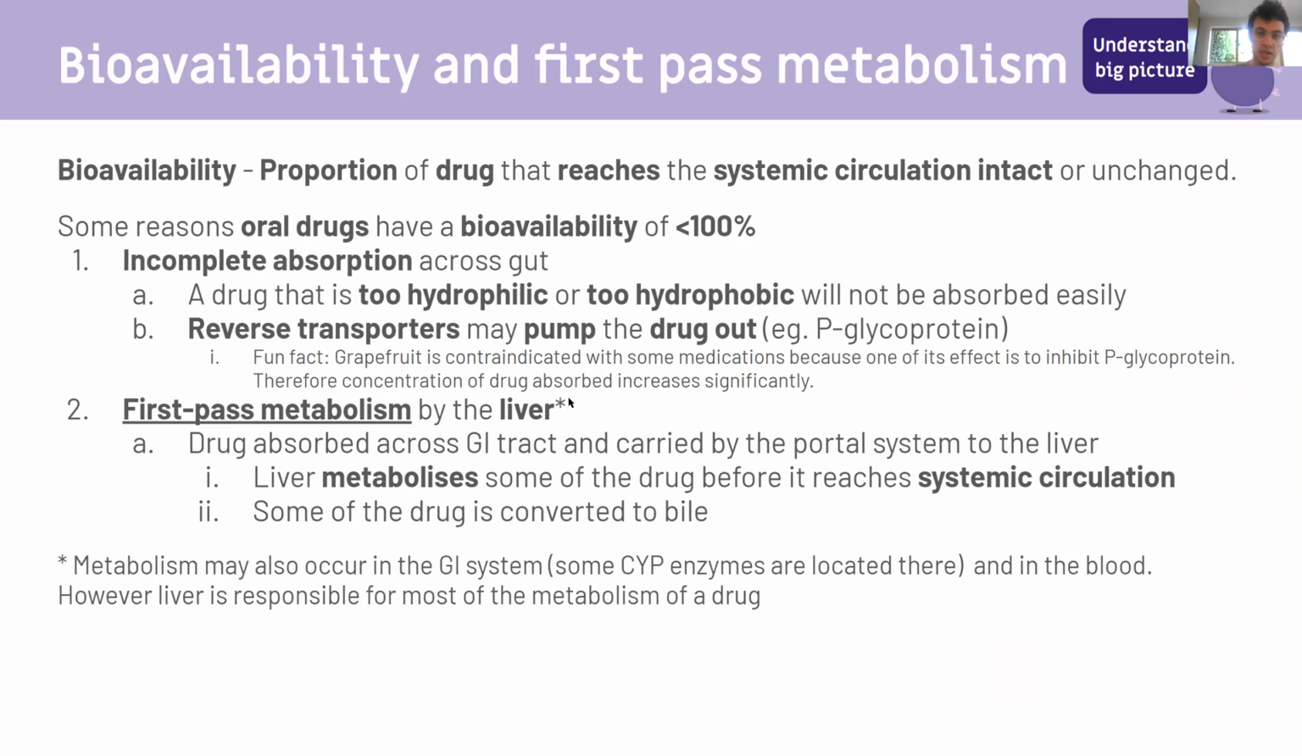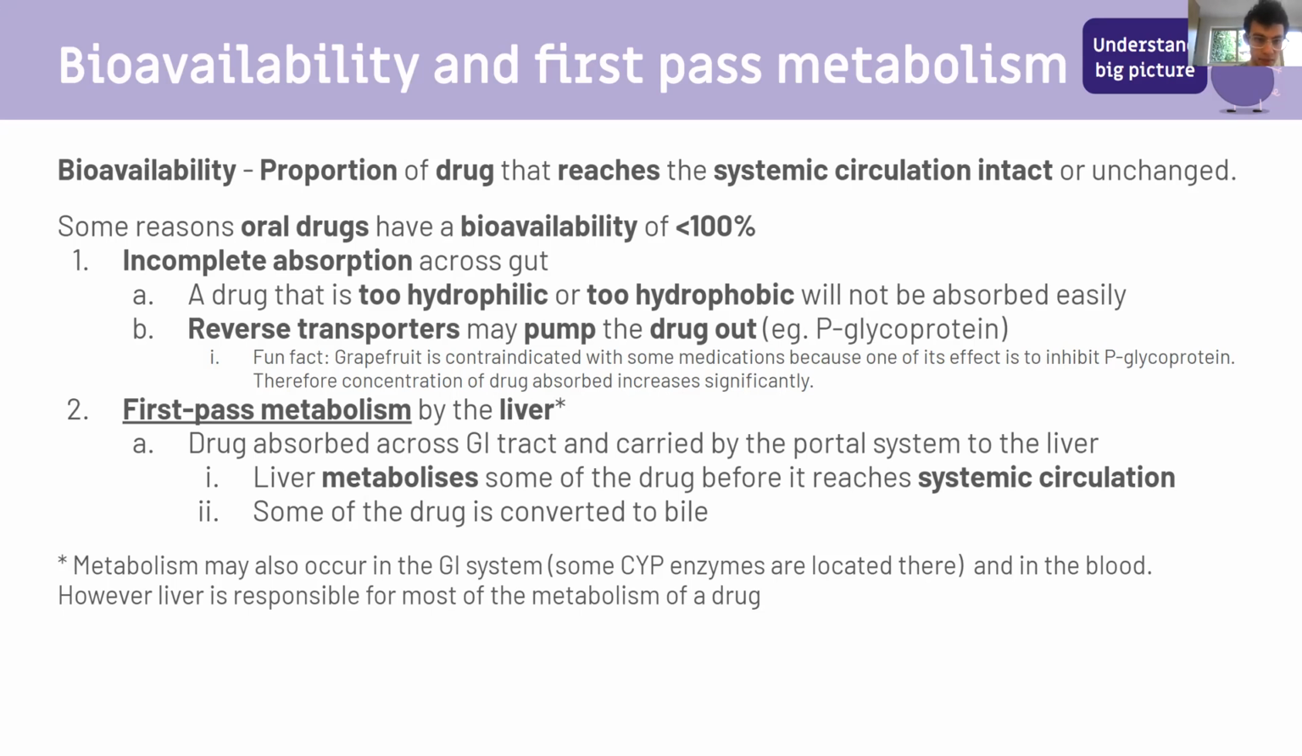This is bioavailability and first-pass metabolism. I've been through this a bit before. This is an important concept that's been in exams, just the definition of bioavailability. Bioavailability is the proportion of drug that reaches the systemic circulation intact or unchanged. So why would a drug be unchanged or not intact? It's essentially because of this thing called first-pass metabolism that we've talked about before.